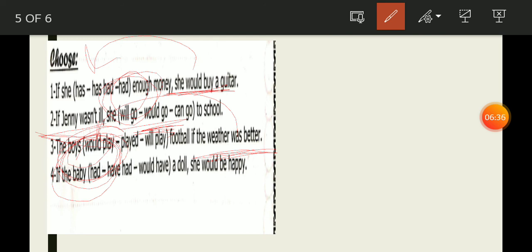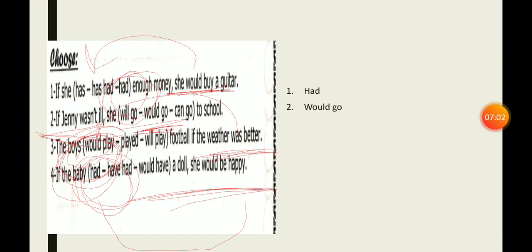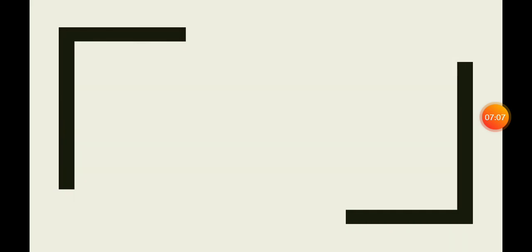Number 4, if the baby had a doll, she would be happy. The second part would be, so it is the second conditional if, before it past, which is had. If the baby had a doll, she would be happy. Here our answers: had, would go, would play, and had.